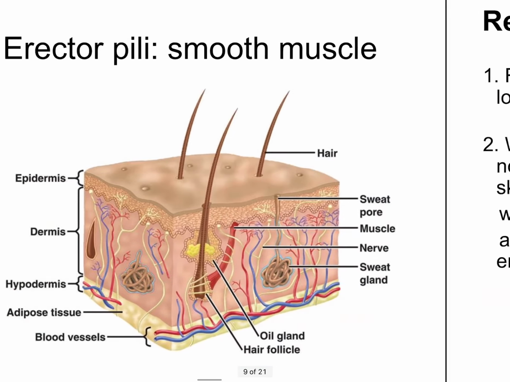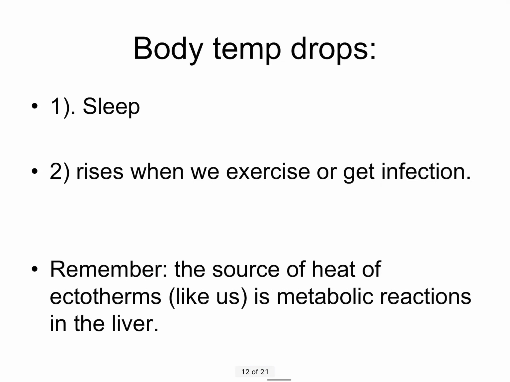Now, do you remember in this slide I was saying to you that homeostasis allows us to tolerate slight changes in our internal environment. So when we sleep, for instance, our body temperature drops. As we exercise, or if you're sick, if you have an infection, our body temperature could increase. Remember that the source of heat for endotherms is metabolic reactions like us. We can change our metabolic rate and increase or stop production of heat by decreasing our metabolic rate.